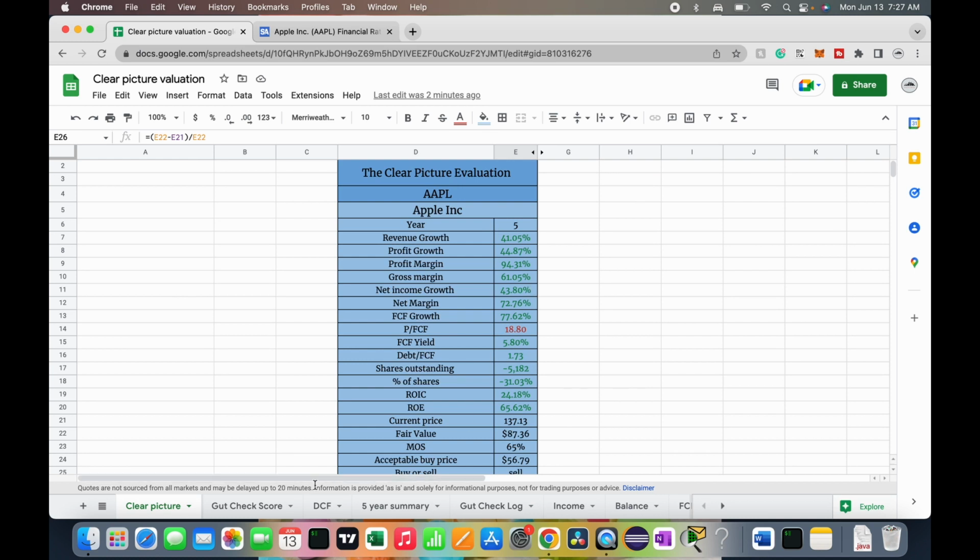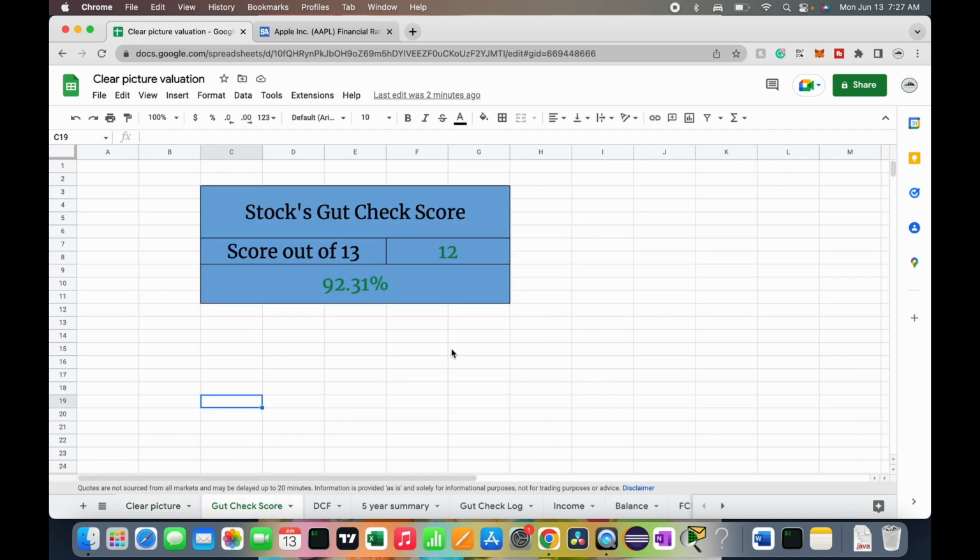Well, you take care. And we see Apple has a 92.31% gut check score, which means they're not going to fall drastically. They will fall, don't get me wrong, all stocks will fall and then go back up, but it depends on how far. But you take care. See you, investors.